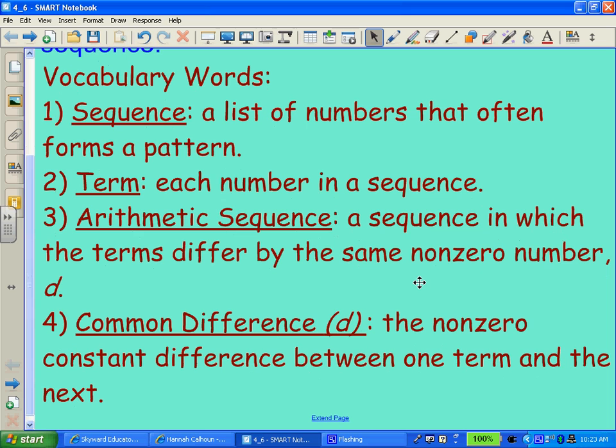The first one is sequence, and that just is a list of numbers that forms a pattern. Second one is term, and that's each number in a sequence. And then an arithmetic sequence is a sequence in which terms differ by the same number. Okay, so they go up or down by the same number every single time. And that number we call the common difference, which you'll see referred to by a lowercase d. And that's the difference between one term and the next in an arithmetic sequence.